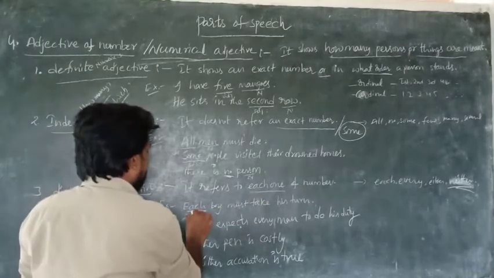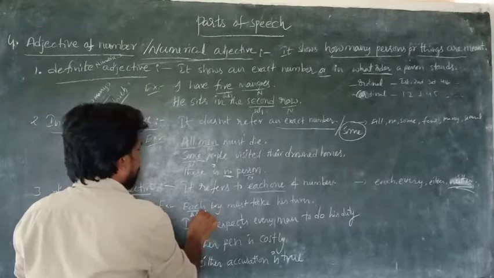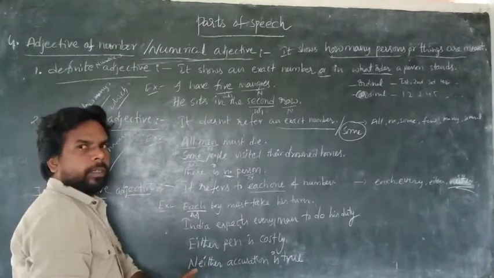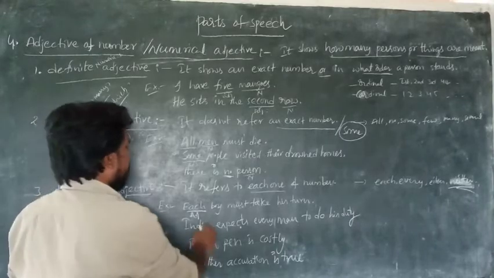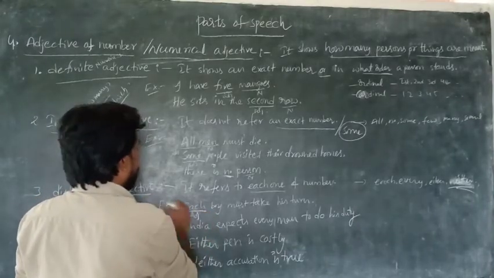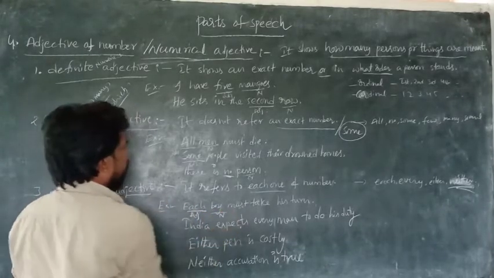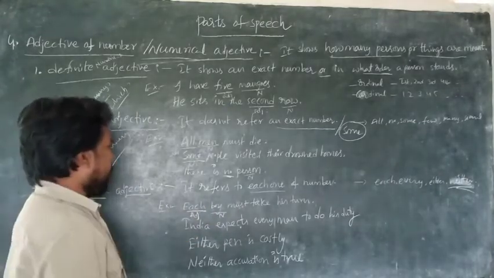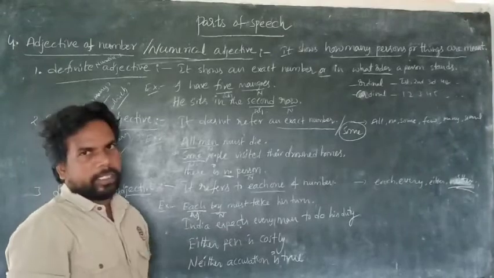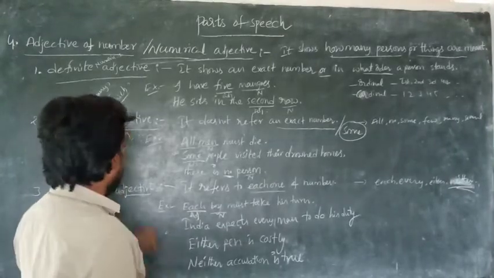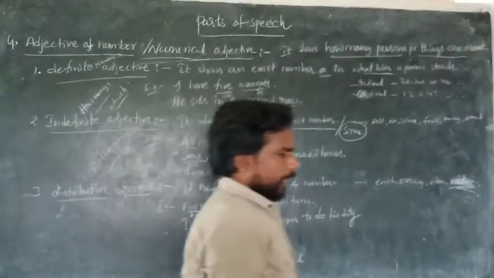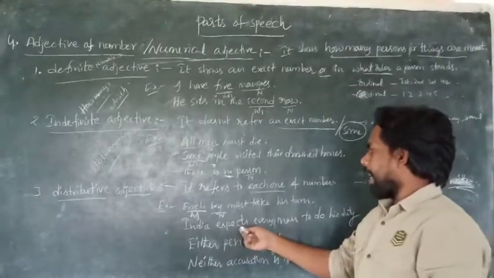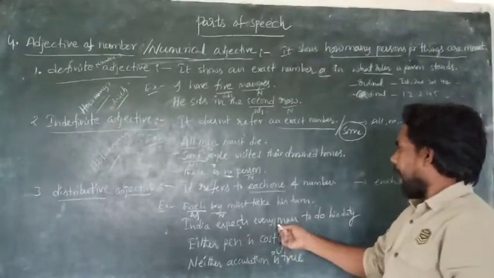Here, each is called an adjective. It talks about only one, so this is called a distributive adjective. Boy is a noun. Before a noun is called an adjective. Each boy must take his turn. Each is called a distributive numerical adjective.